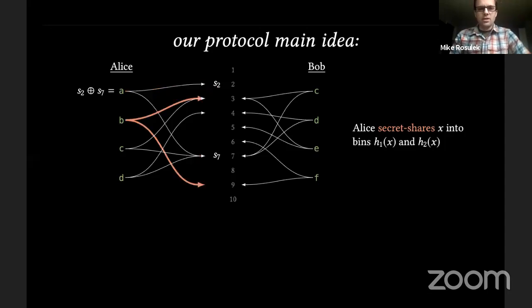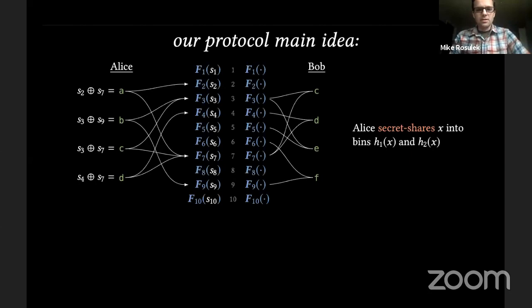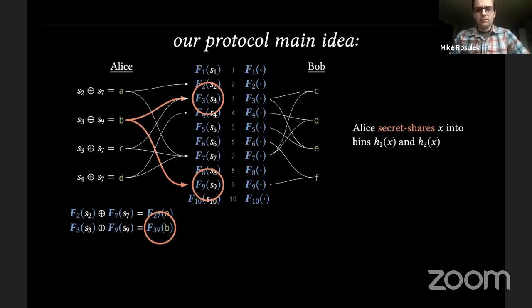Alice generates this vector which satisfies all these linear constraints, secret sharing values into 2 positions, and then they proceed just as they did before. As long as we have a PRF that satisfies this homomorphic property that I've written in the bottom left, then everything goes smoothly.